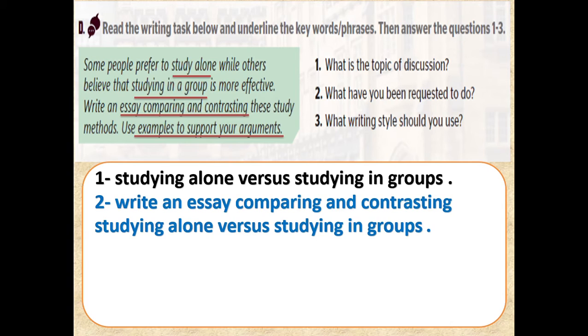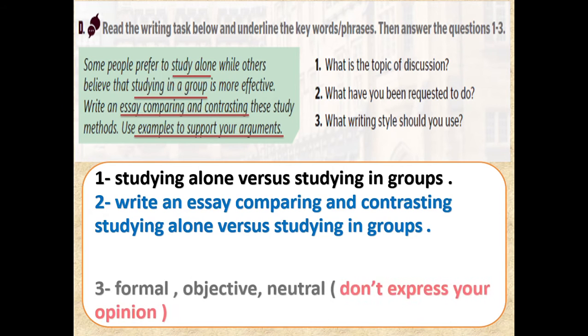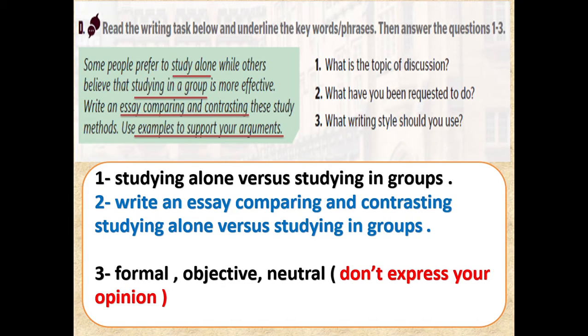Number 3. What writing style should you use? Good. Formal writing, that means you are going to use formal language. It means you should avoid using abbreviations. Good. You should use passive voice, indirect questions, etc. You should be objective. You should stay on your topic or your subject. You should be neutral. It means don't express your opinion. Thank you very much.